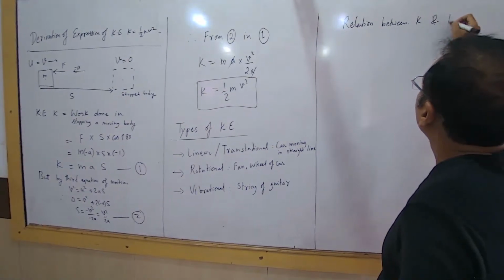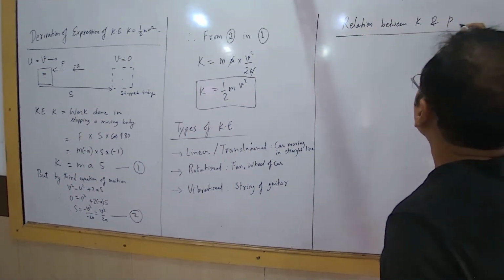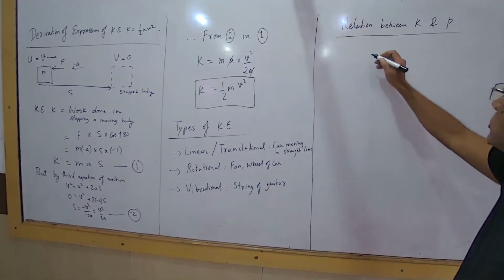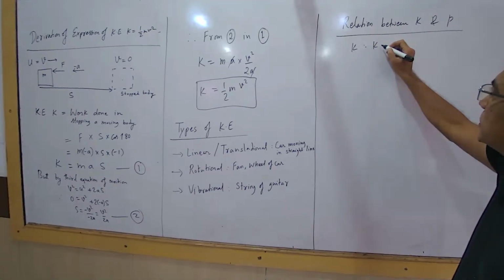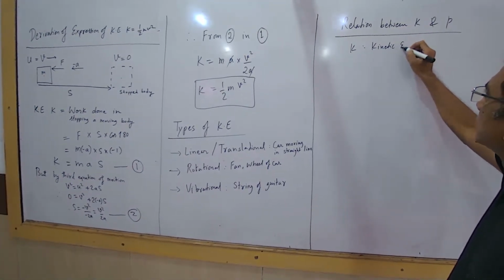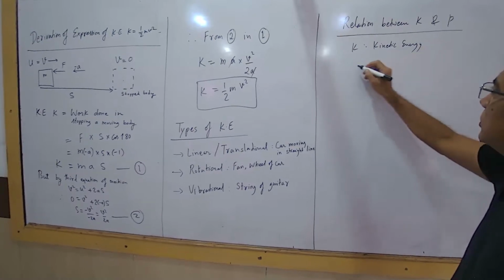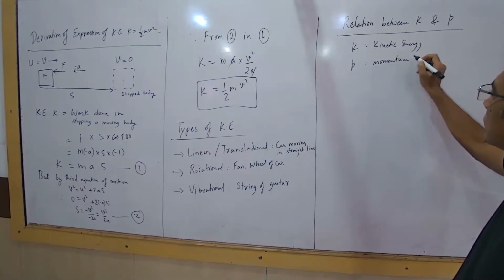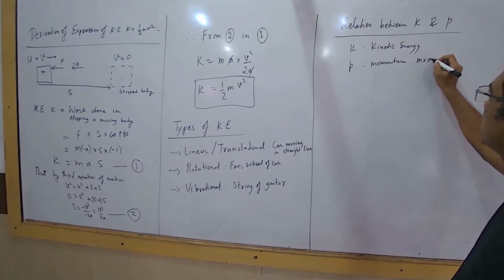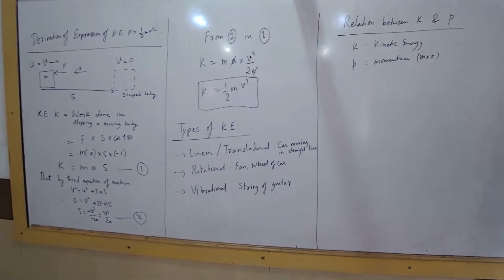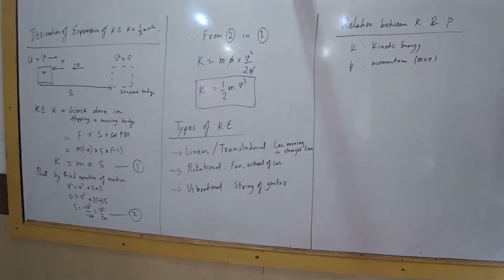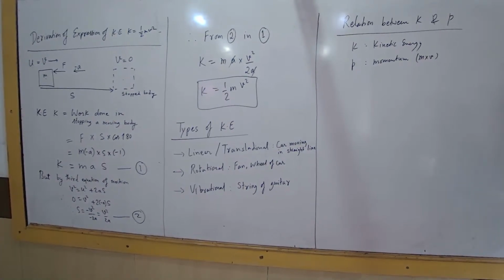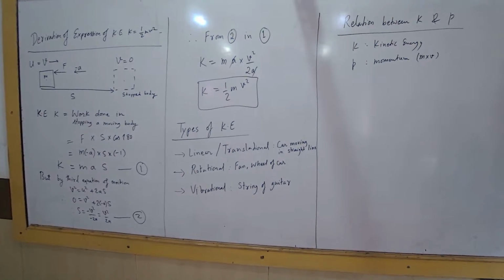K and P. What is P? Momentum. Where K is kinetic energy. Could you please revise momentum? Momentum is the product of mass and velocity. Small p is momentum; capital P is pressure or a unit of power.